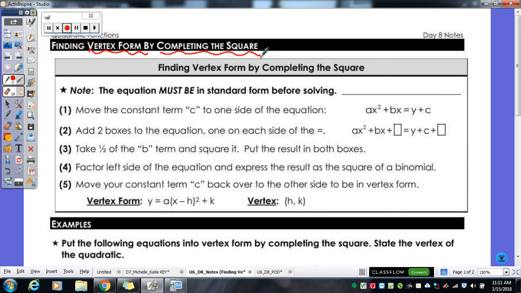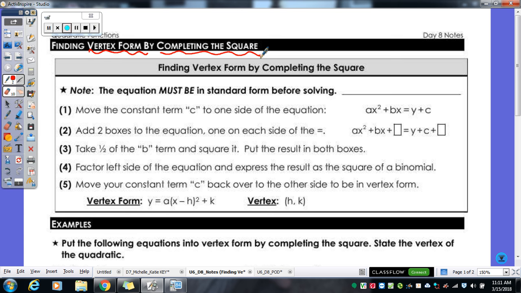So what we're working on today is putting a quadratic into vertex form, which we're going to review again. We've done it before, so we'll review it again today by using the completing the square method. So it really ends up helping us review both of them, vertex form and completing the square. This is a question that is asked quite a bit on the Regents exam.